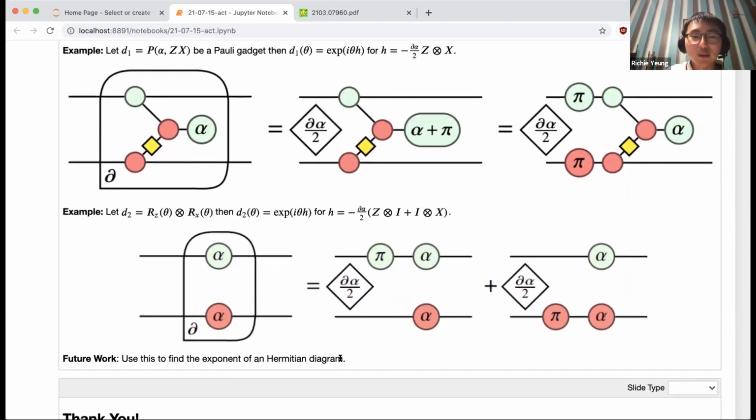So future work would be to find the exponent of a Hermitian diagram. So we're taking calculus and turning it into solving a combinatorial problem.